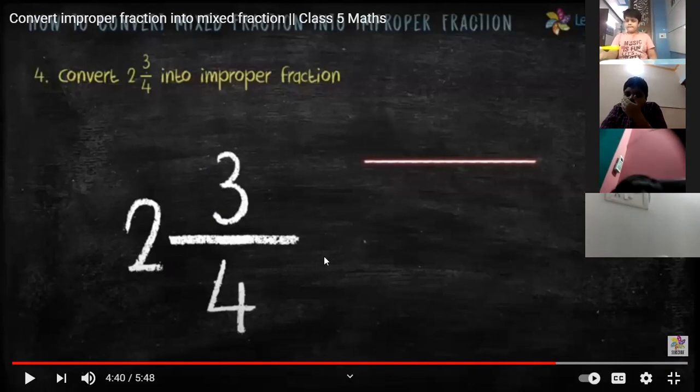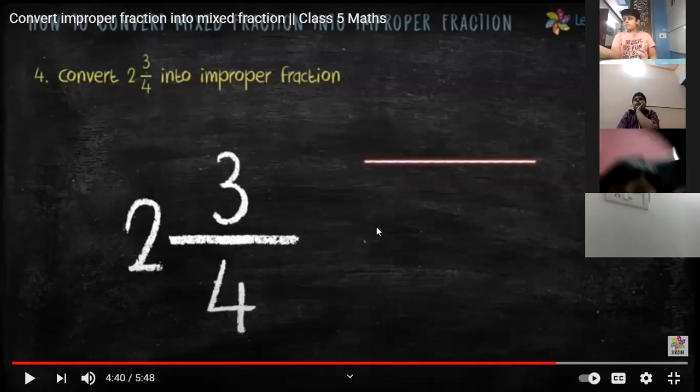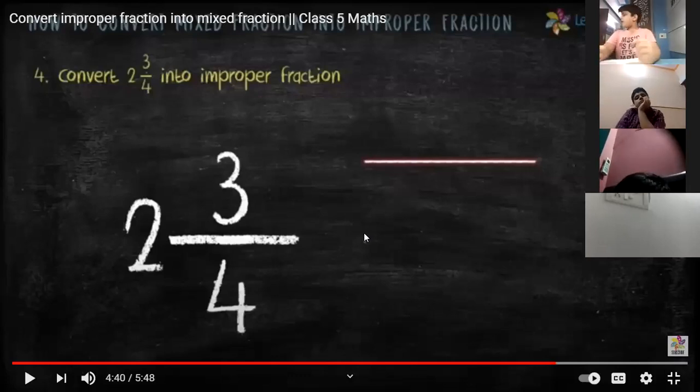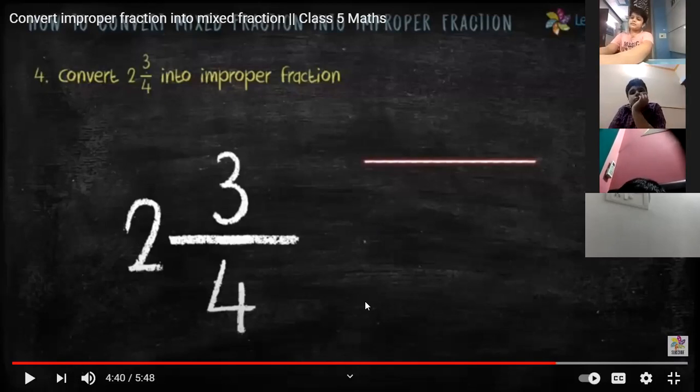Now tell me which two terms we are going to multiply. You can tell me the numbers also. I will help you in that. What numbers are given here that we are going to multiply?